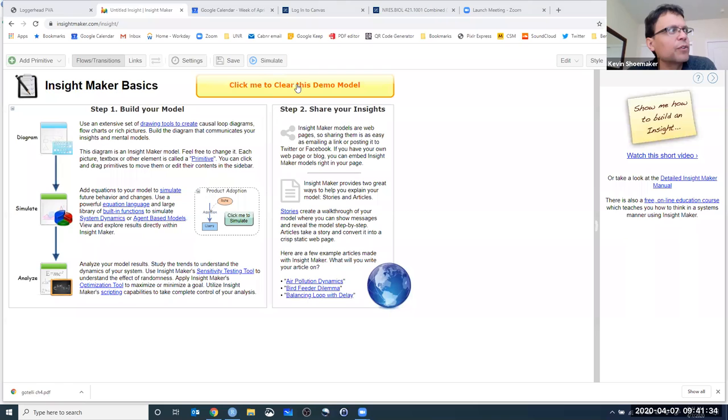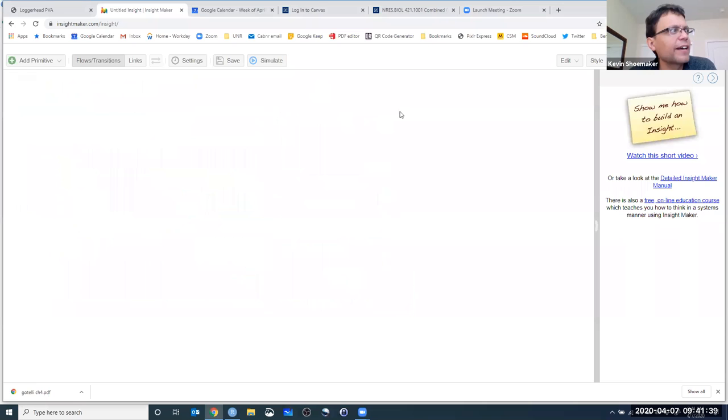If you want to make a new insight, and again, I'm not asking you to do that, but if you want to, you can click on that button. You can clear this demo screen. And I didn't share my screen, did I? Okay. So if you go into InsightMaker, you can clear that demo screen. You just get this blank workspace.